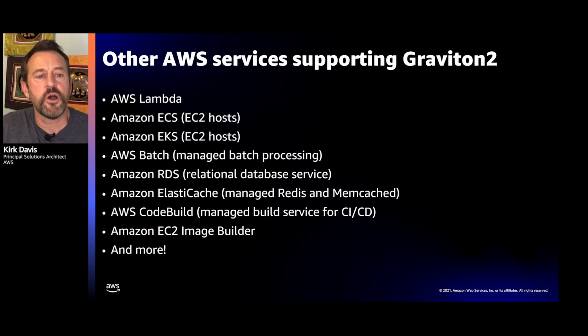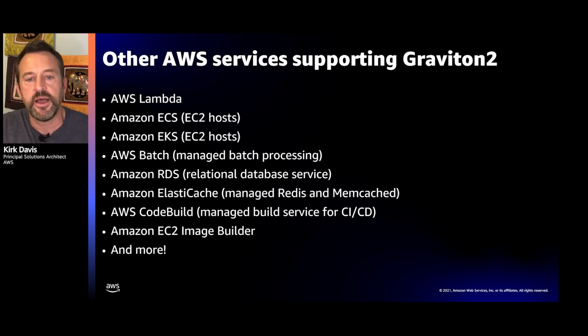So I know that we've talked about EC2, and I mentioned RDS, and we've now talked about Lambda, and we have other services in AWS that also support the Graviton2 processor, including ECS and EKS. Currently, they support Graviton2 hosts. You can use AWS Batch, which is a managed batch processing service, if you have a lot of batch jobs you want to orchestrate and schedule.